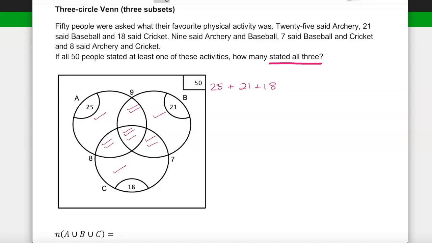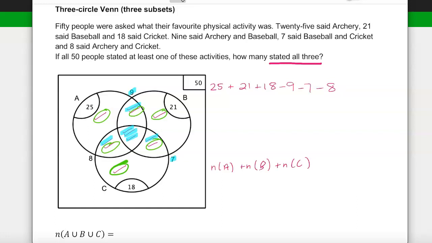So we need to be able to take away those sections. So what I'm going to do first of all is I'm going to take away the 9. That's going to take away one lot of that section of 9. I'm going to take away the 7, the number who said baseball and cricket, and that's just going to reduce that doubling up that we've done there. And I'm going to do the same for the 8 of the people between archery and cricket. So I'm going to take away a set of 8 people that have been counted too many times. So now what I can see is I've counted all of these regions once, which is great. So I've accounted for those to make sure that it's going to add up to 50.